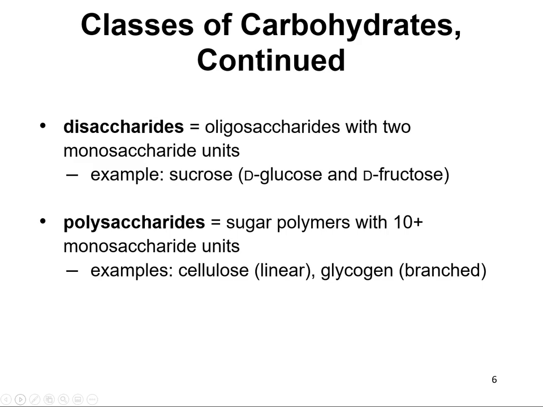Then we've got polysaccharides, which are the big sugar polymers. So we're talking 10 or more monosaccharide units. These are the storage polysaccharides. So cellulose, glycogen, amylose. Those are all polysaccharides. So think sugar storage when it comes to polysaccharides.